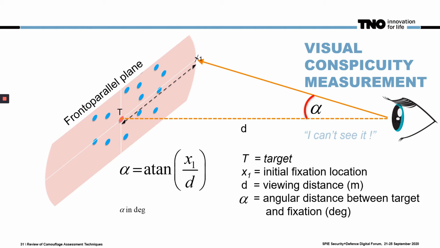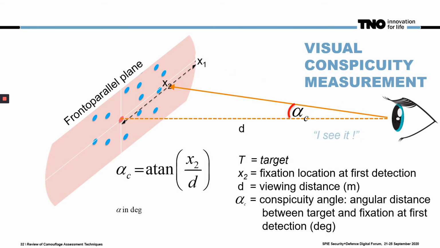Observers start a conspicuity measurement by first fixating at a location x1 in the frontal parallel plane through the target that is far enough removed from the target so that it cannot be detected. Then they move their fixation point towards the target until the target can be distinguished from its local background. Target conspicuity is then defined as the distance x2 in meters in the frontal parallel plane between the target and the fixation location at which the target is first detected peripherally.